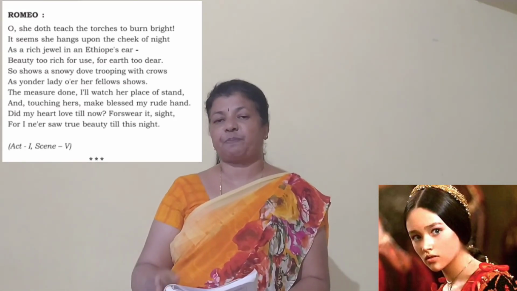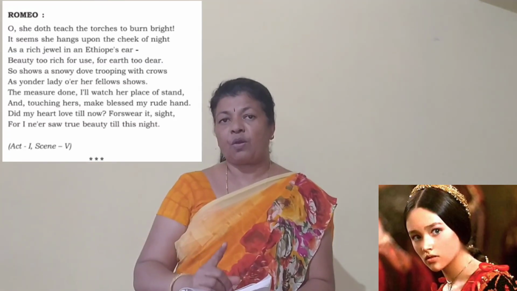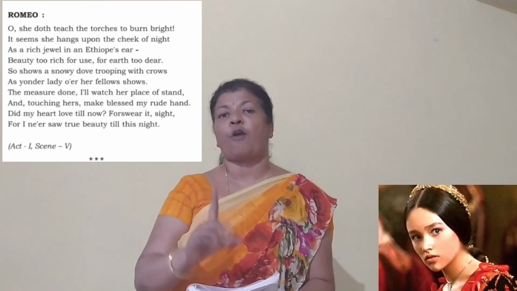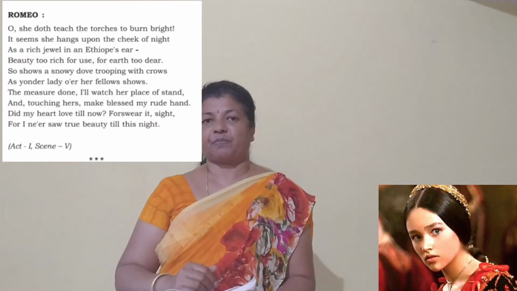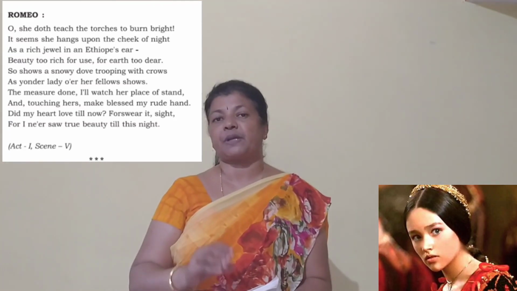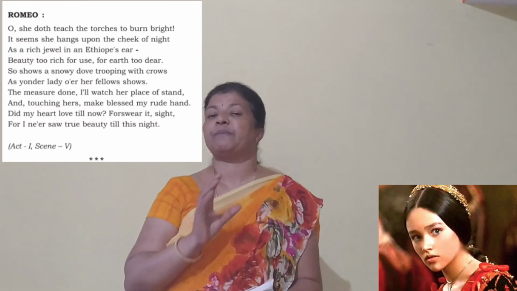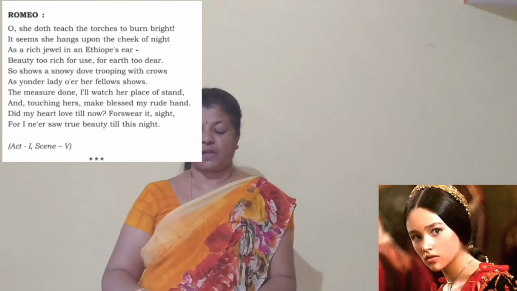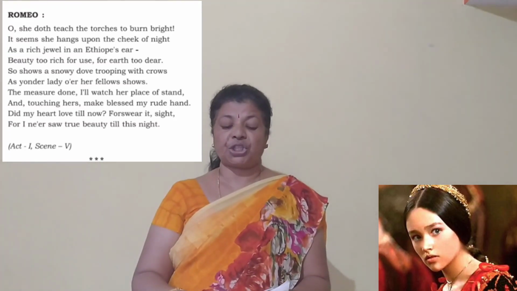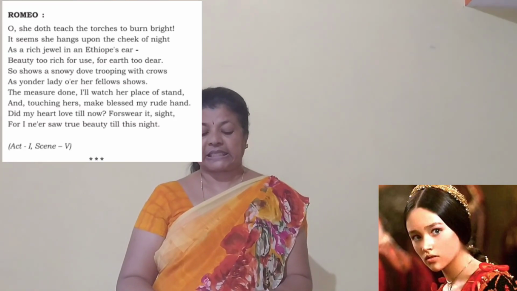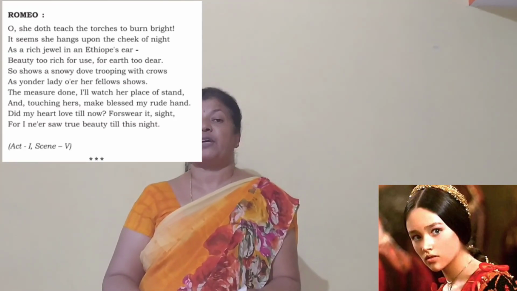So in this first paragraph, Romeo expresses his implicit love and the beauty of Juliet. Here the poet William Shakespeare has used certain figures of speech. Most of them are similes and personification. The first line, "Oh, she doth teach the torches to burn bright, it seems she hangs upon the cheek of night."